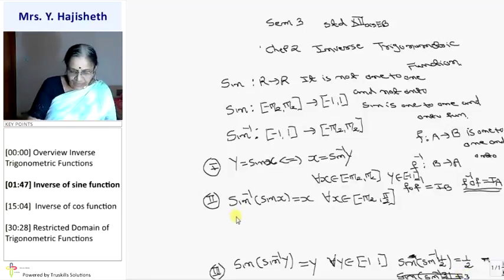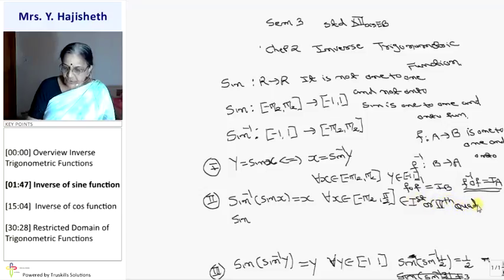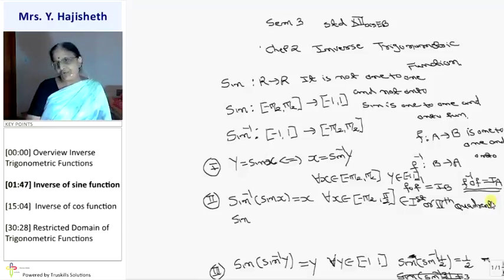Same way here. Suppose minus pi by 2 to pi by 2. This interval belongs to the 1st or 4th quadrant, okay? So if the angle is in the 1st quadrant, the answer will remain in the 1st quadrant. If the angle is in the 4th quadrant, the answer will remain in the 4th quadrant. But if the angle is in the 2nd quadrant, the answer will be in the 1st quadrant. If in the 3rd quadrant, then it is in the 4th quadrant, because sine is positive in 1st and 2nd. So for all positive, it takes the 1st quadrant, and for all negative, it takes the 4th quadrant.